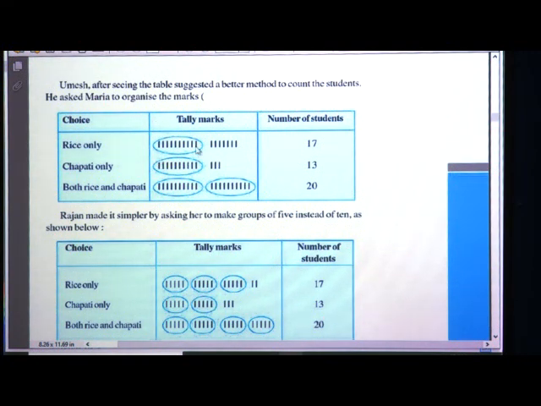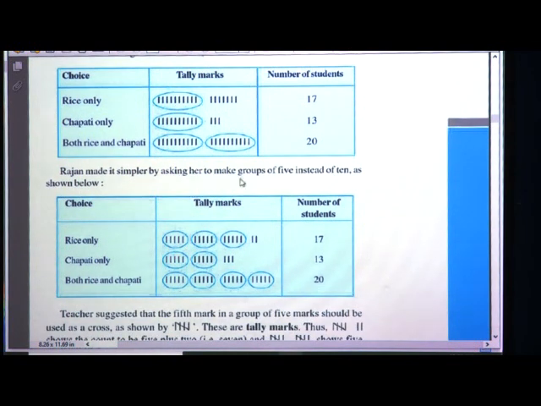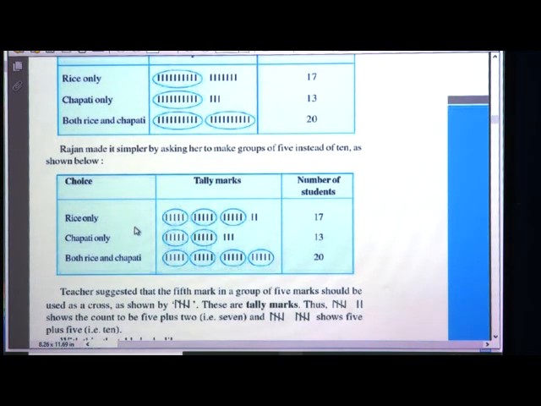He has circled 10 lines. So, 10 and then 7, 17, 10, 3, 13 and 2, 10, 10. So, we get 20. By seeing this, Rajan made it simpler by asking her to make groups of 5 instead of 10, as shown below. Now again, 5 groups are made.